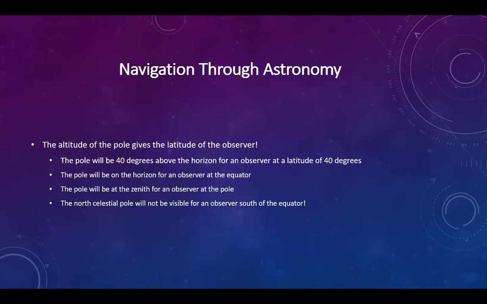It's harder in the southern hemisphere because there isn't a nice convenient star at the celestial pole. If you're at the equator, the celestial pole will be on the horizon. If you're at, say, the North Pole, the celestial pole will be directly overhead. It will be at the zenith. And if you're south of the equator, you can't see the North celestial pole, and vice versa.